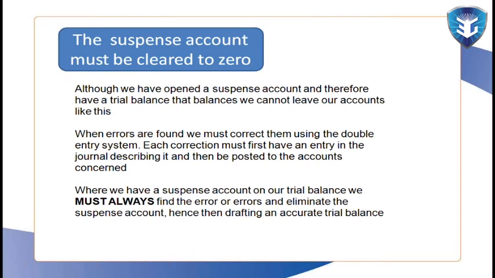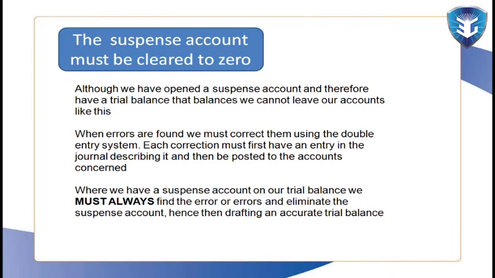It's really important to note that our suspense account must always be cleared down to zero. As just mentioned, it is temporary only. Although we've opened a suspense account and therefore we've made our trial balance balance, we can't leave our accounts like this. When errors are found, we must correct them using our double entry system. Each correction must first have an entry in the journal, I'm sure many of you are familiar with journals, describing what we've done. And then we must post our correct entries into the accounts concerned.